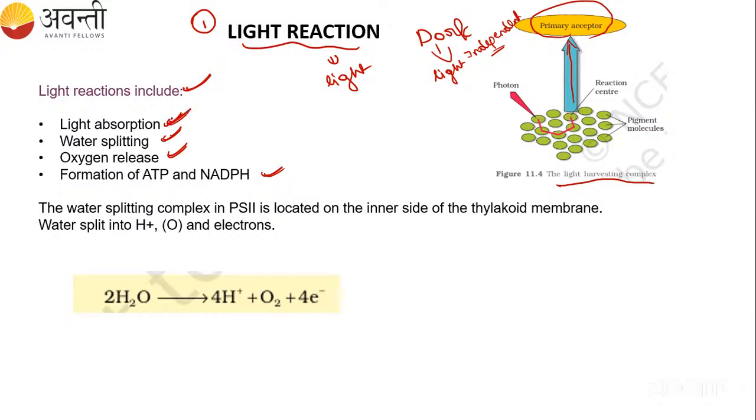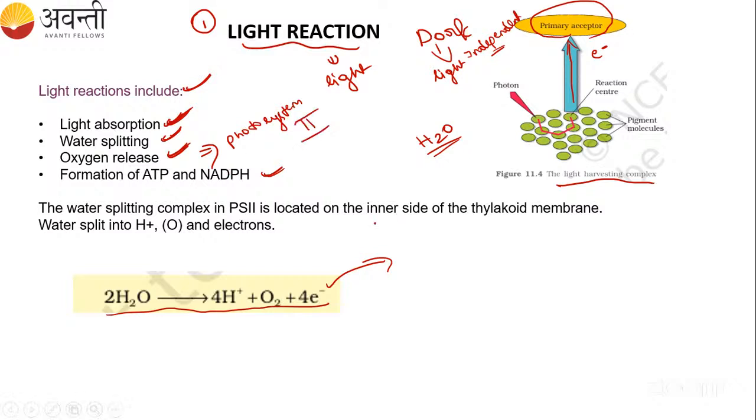Okay, after the light absorption, the water is going to be split. You can see that two water molecules are split here. It is going to convert into 4 protons, oxygen and 4 electrons. Now these 4 electrons are going to move here in a reaction. Okay. Then coming to the oxygen release, the oxygen release is going to take place in photosystem 2. In photosystem 2, the oxygen is going to be released.